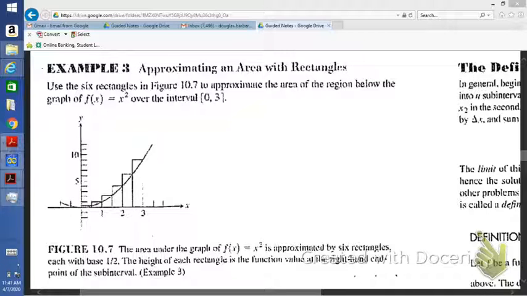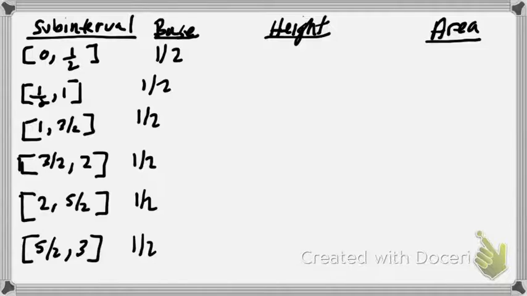So you want to copy down this chart here. I broke down the 6 subintervals, or 6 rectangles. I wrote down the base for all of them. We just said that that was 1/2. And now we need to find what the height is.